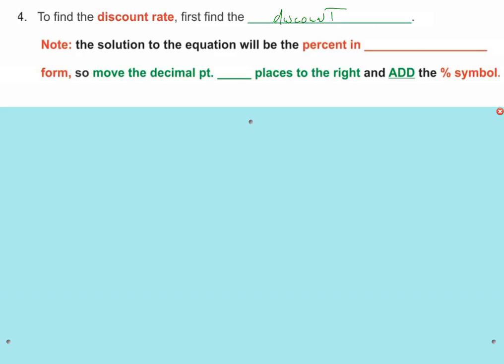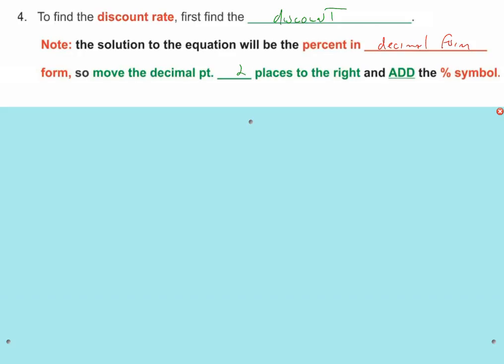So to find the discount rate, you have to first find the discount. That's important. And then this note, we've had this note every time we're looking for a percent. Remember, the solution to the equation will be the percent in decimal form. So how do you get it into normal form? Move the decimal point 2 places to the right and add the percent symbol.